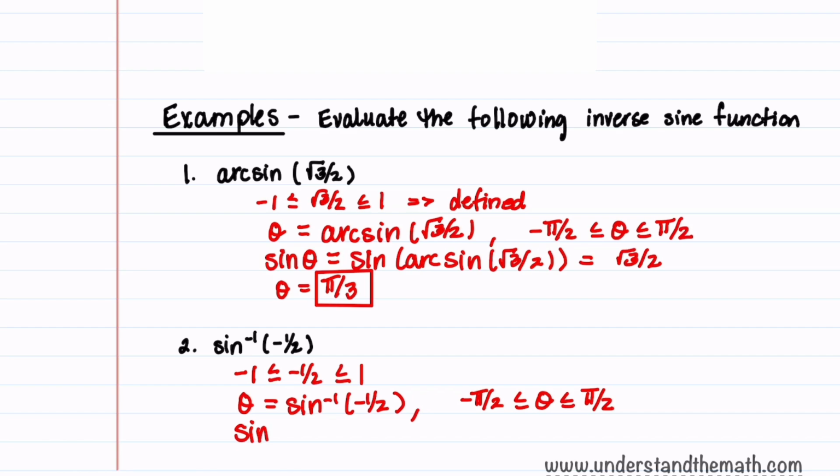So this gives us sine theta is equal to minus 1/2. Since theta is negative, it's going to lie in the fourth quadrant, and it's going to be equal to minus pi over 6. So our inverse sine of minus 1/2 is equal to minus pi over 6.